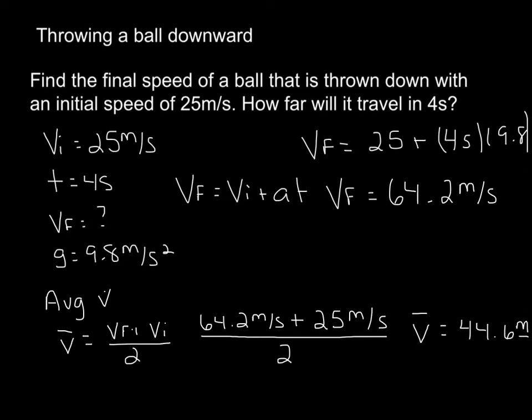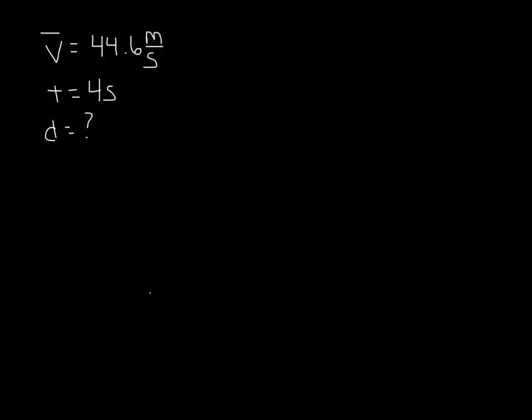meters per second. At this point, we are given average speed is 44.6 meters per second, time is 4 seconds, and we're looking for the distance. Distance is going to equal average speed times time. We use the average speed because we can't use the initial speed, that was only at the beginning, and we can't use the final speed because that's only at the end.